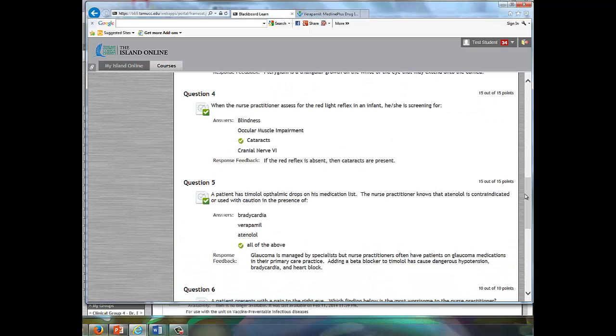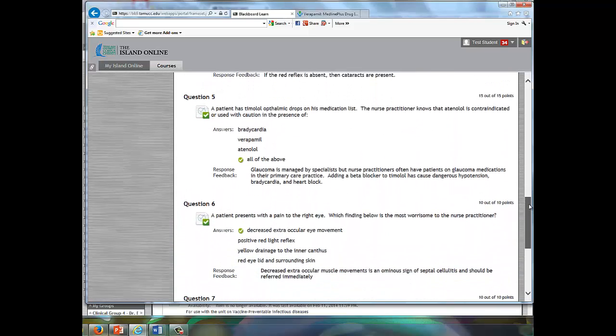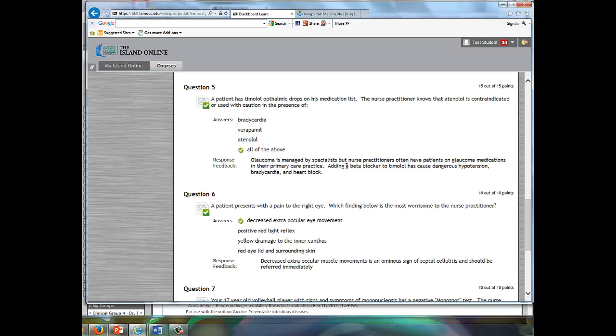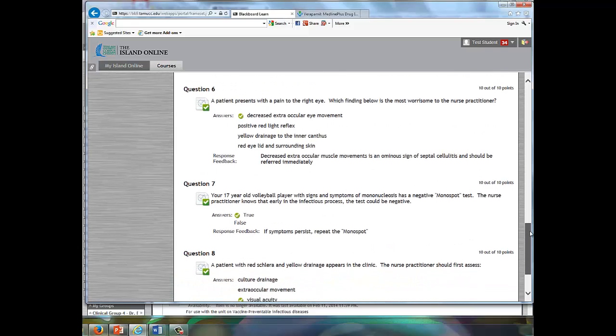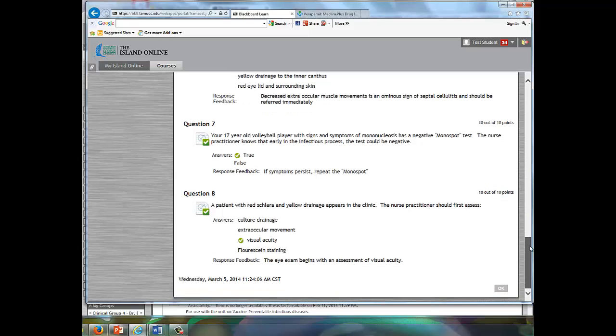Okay, when a nurse practitioner checks the red light reflex, the cataracts are present. Timolol, glaucoma is managed by specialists, but NPs also often have glaucoma patients in their primary care practice. Adding a beta blocker to timolol can cause dangerous hypotension, bradycardia, and heart block. Pain in the right eye, septal cellulitis, kind of what we talked about. If symptoms persist with pharyngitis, fever, fatigue, and lymphadenopathy, repeat the monospot.